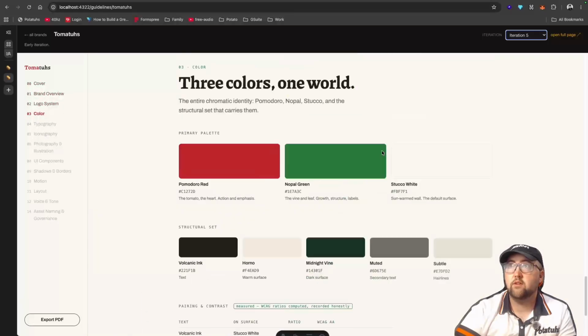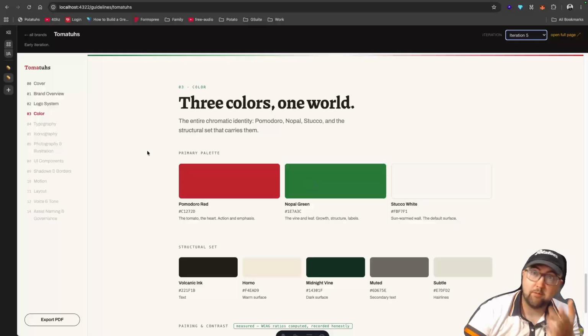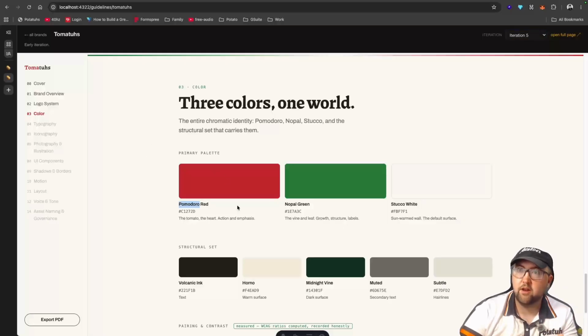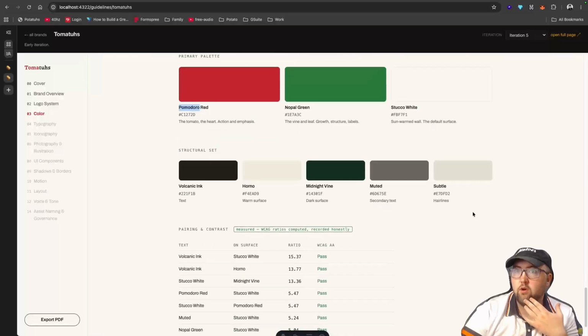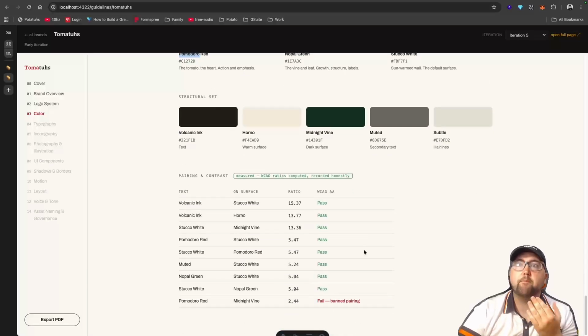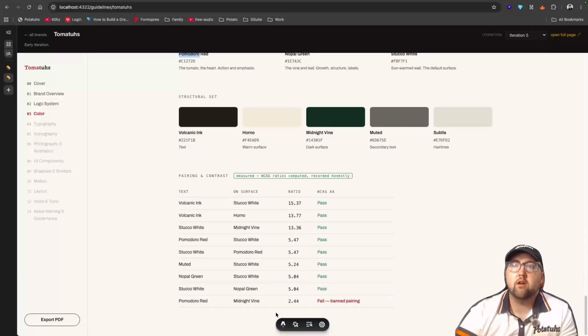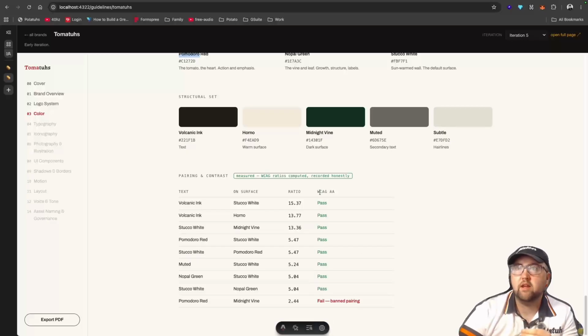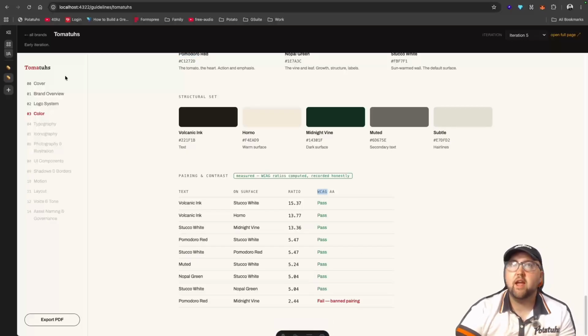We've got the colors now, though. I think it did it. I like these colors. Pomodoro red. Pomodoro, I think, means tomato. Nopal green. Stucco white. Sun-warmed wall. We've got pairings. You don't want Pomodoro red on Midnight Vine. It's a banned pairing because of WCAG AA.